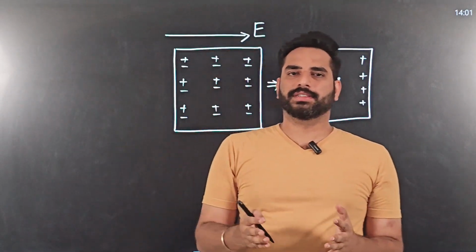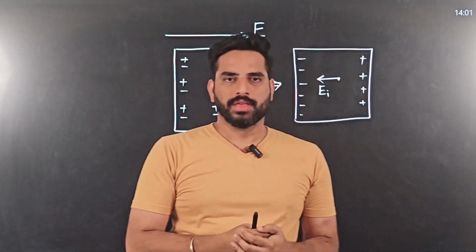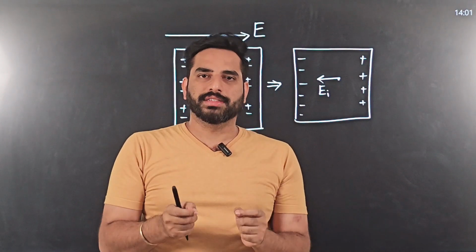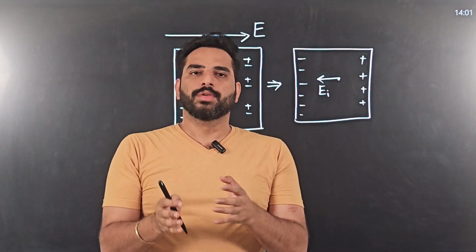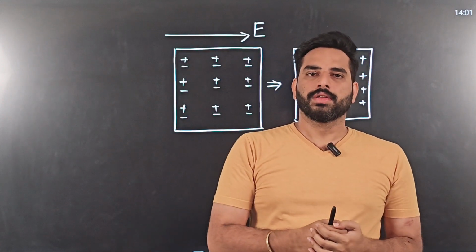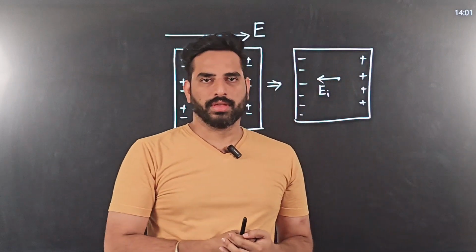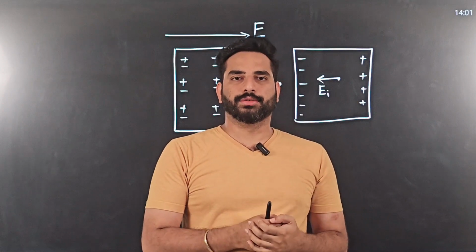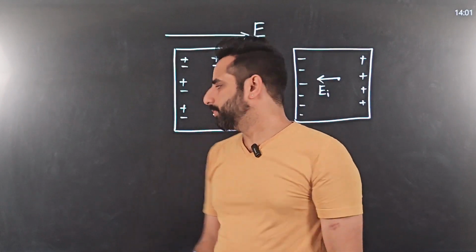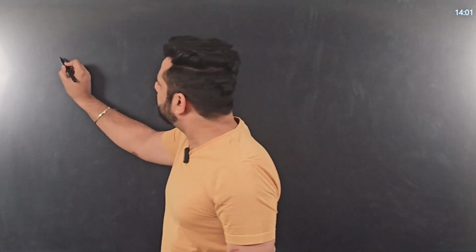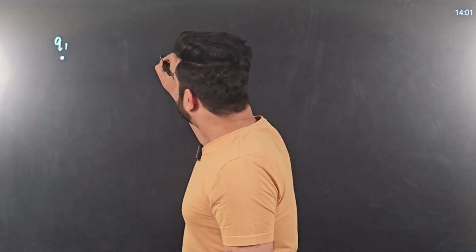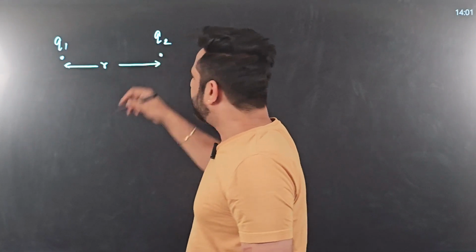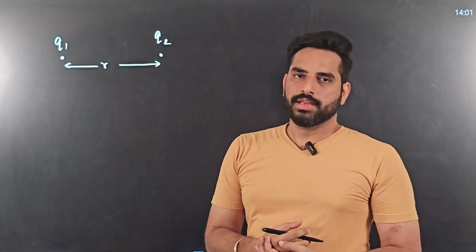Vacuum is a perfect insulator, but any practical insulator will have charges, and any practical insulator, when subjected to external electric field, will undergo polarization. Now let us see what happens to the force of interaction between two charges in any dielectric medium. For example, consider two charges Q1 and Q2 separated by a distance r, and the medium in which they are placed is vacuum. This is the ideal case.